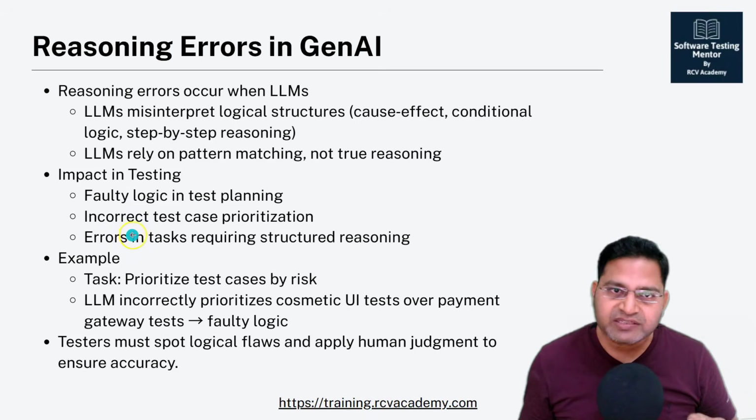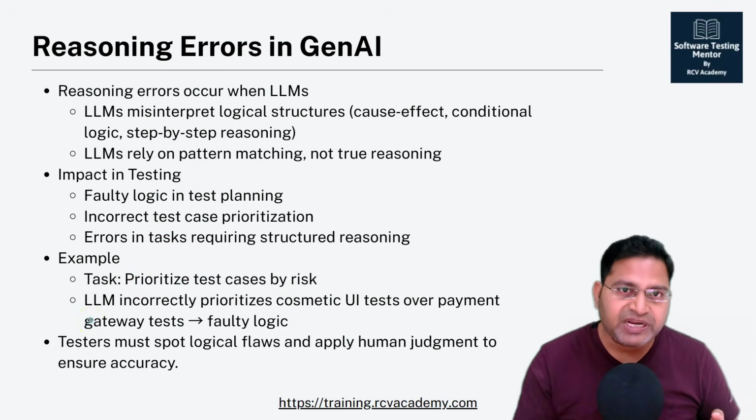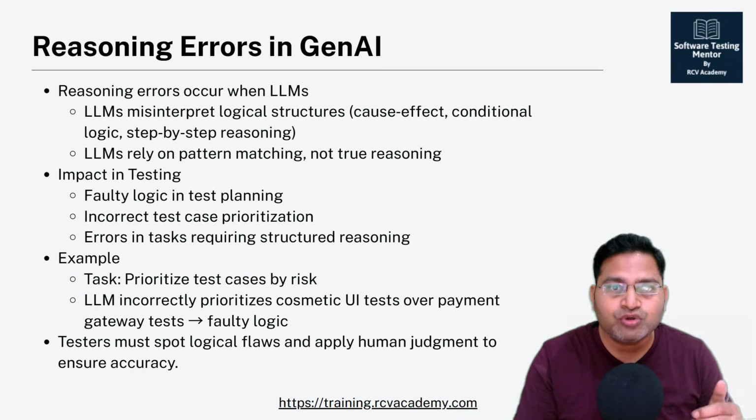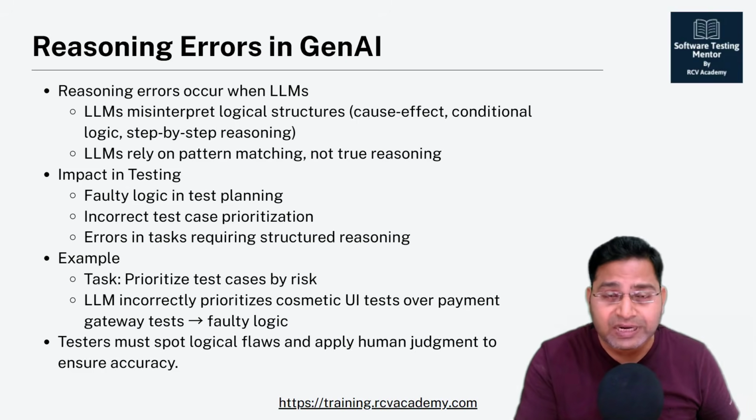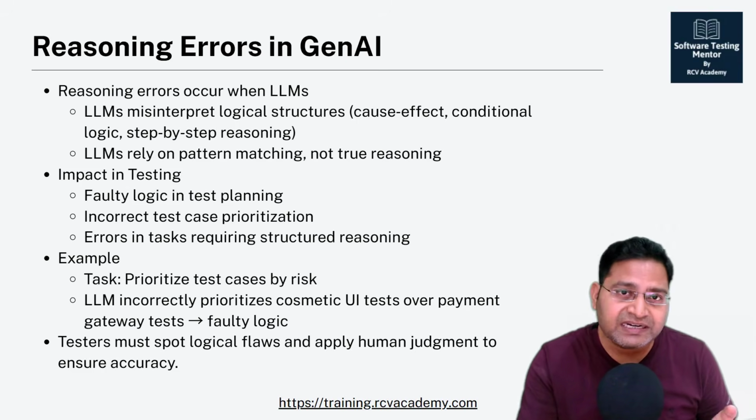So how might reasoning errors impact testing? Faulty logic in test planning, incorrect test case prioritization, or errors in tasks requiring structural reasoning. For example, you say prioritize test cases by risk, and the LLM incorrectly prioritizes cosmetic UI test cases over payment gateway test cases based on just pattern matching. It didn't do true reasoning that the cosmetic UI test cases should actually be prioritized low. Because of pattern matching and reasoning errors, it might suggest that the cosmetic UI test cases are more important and should be prioritized higher than the payment gateway tests. So these are some of the reasoning errors you might run into while using a large language model.